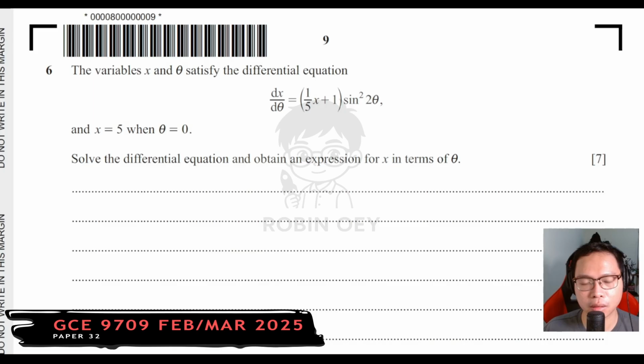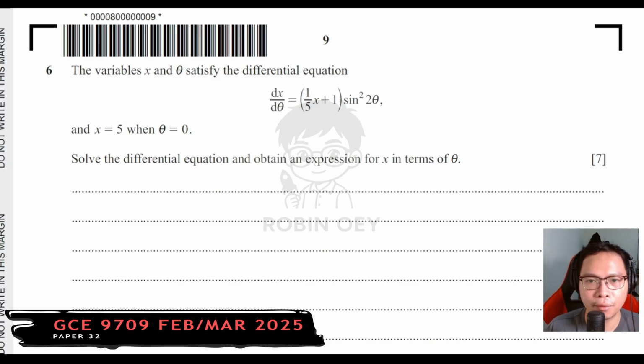For number 6, we have a differential equation. The variables x and theta satisfy the differential equation, and x equals 5 when theta equals 0. Solve the differential equation and obtain an expression for x in terms of theta.